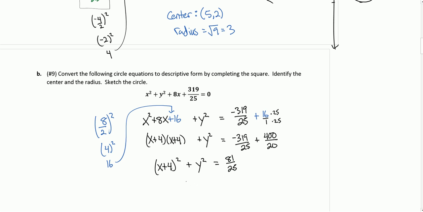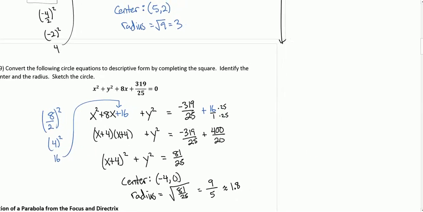And so that's the equation of our circle. From that we get the center of our circle, which is at negative 4, 0. And the radius of our circle, which is the square root of 81 over 25. The square root of 81 is 9. The square root of 25 is 5. So 9/5. If you change that to a decimal, you get roughly 1.8.